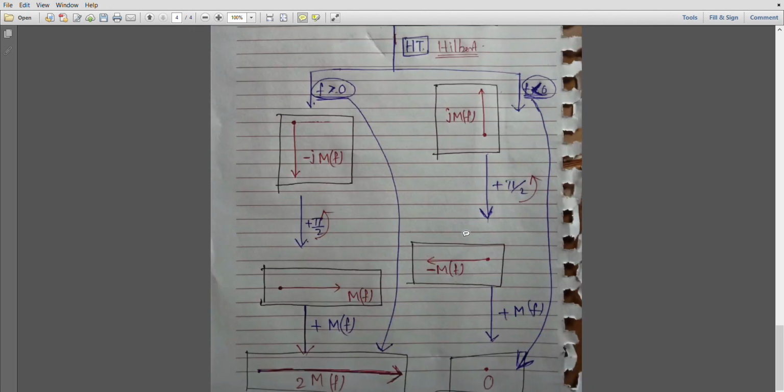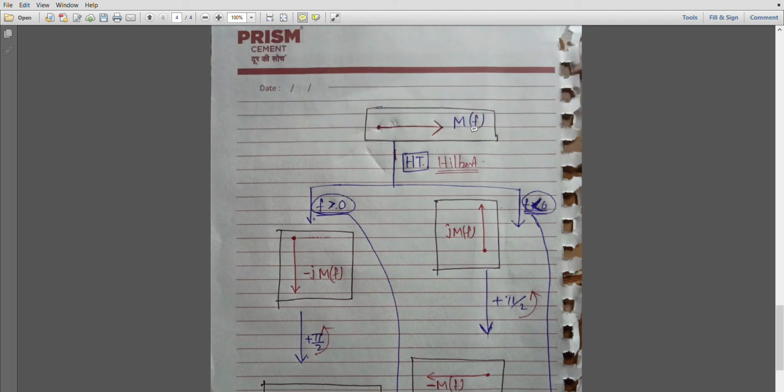So this is a graphical representation of what we are doing during conversion of a signal into a single sideband modulated signal.